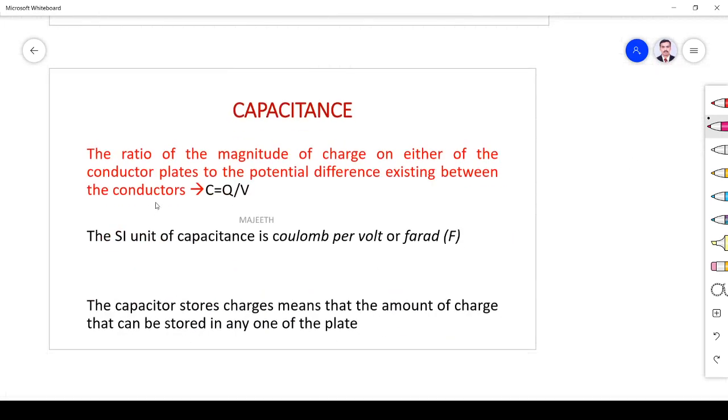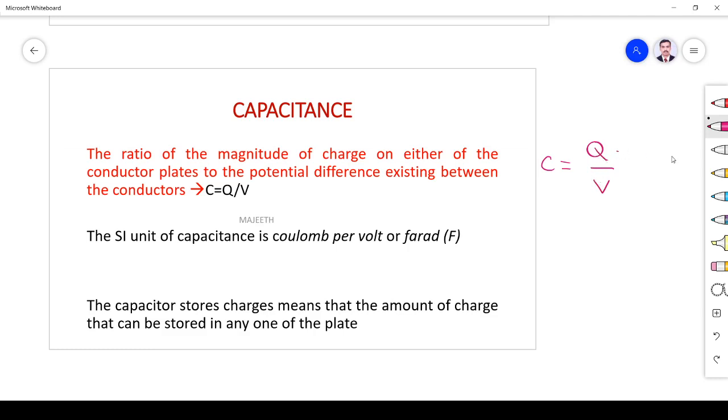So what is capacitance? Capacitance is the ratio of the magnitude of charge on either side of the conducting plate to the potential difference existing between the plates. That's what C is, directly proportional to Q by V. So C is equal to Q, the charge on either plate, over the potential difference V. C is equal to Q by V.